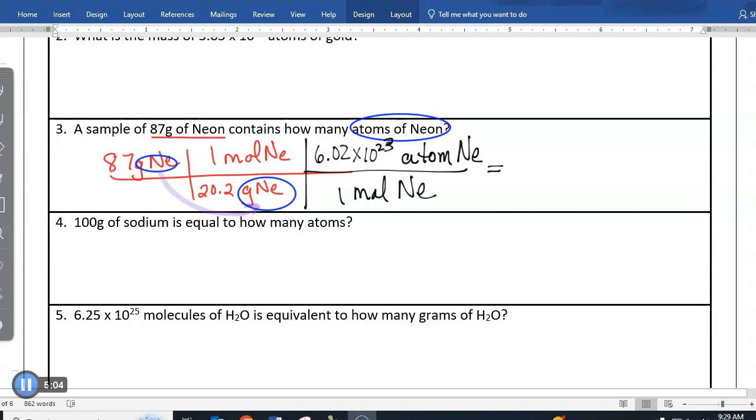And so notice the units cancel out. Grams of neon cancel out with grams of neon. Moles of neon cancel out with moles of neon. And you're left with the only thing you're looking for, that is correct, atoms of neon. So the work is there for you.